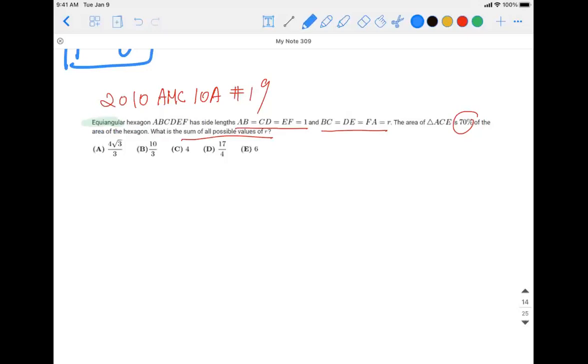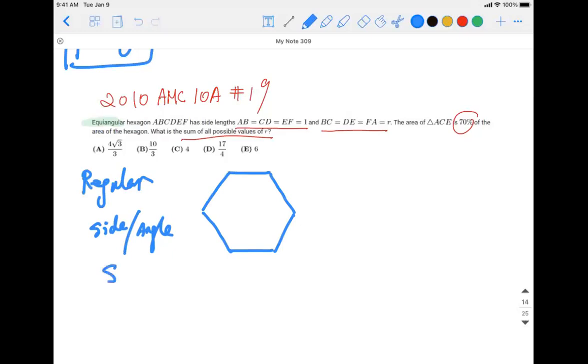So let's do this. A regular hexagon means all the sides are the same, and also all the angles are the same. Side and angle must be all the same. But the question says equiangular, which means maybe only the angles are the same, but the sides are not the same. Is it possible? It is possible.